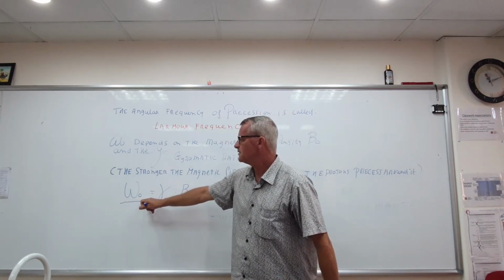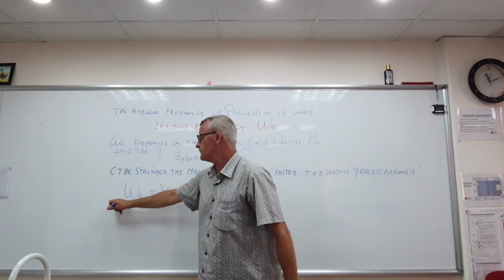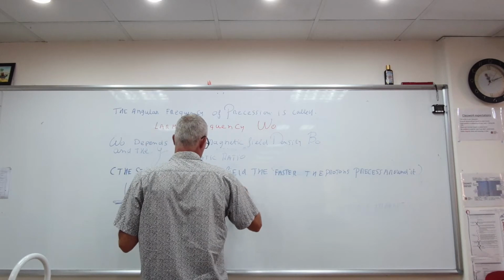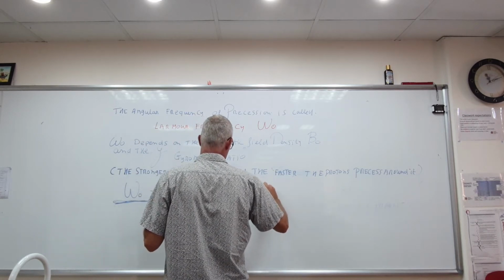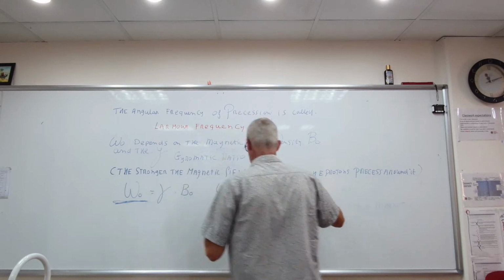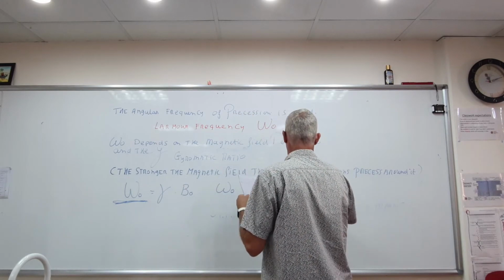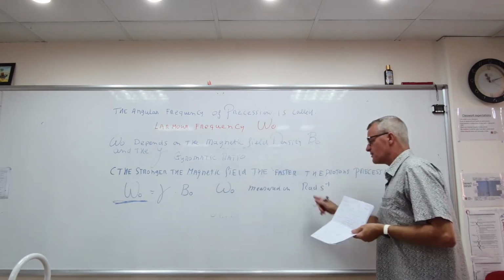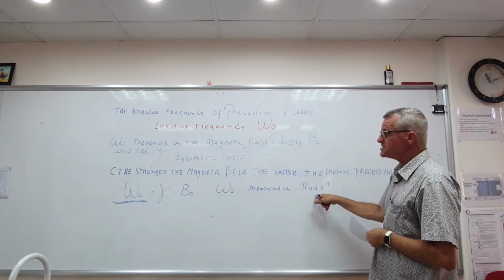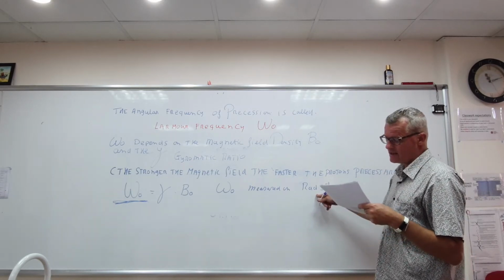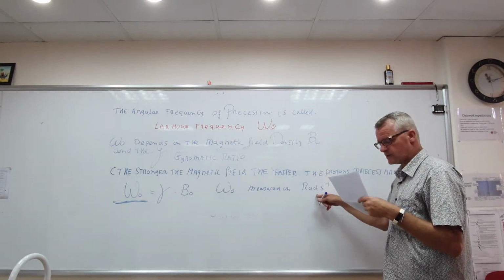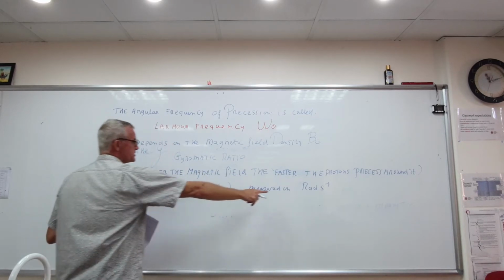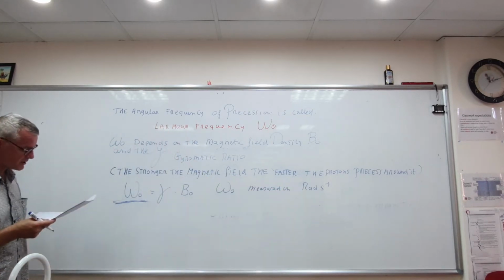Remember from centripetal circular motion. It is measured in rad per second. Yeah? Does it look familiar? Strictly spoken, it is actually the angular velocity. So Larmor frequency measured in rad per second. Okay?